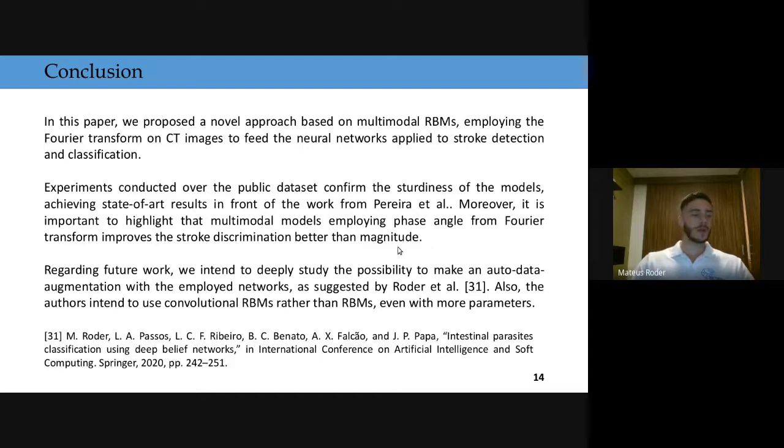magnitude. Regarding future work, we intend to deeply study the possibility of making an auto-data augmentation with the employed networks, as suggested by Hodder et al. Also, we intend to use convolutional RBMs rather than RBMs, even with more parameters.